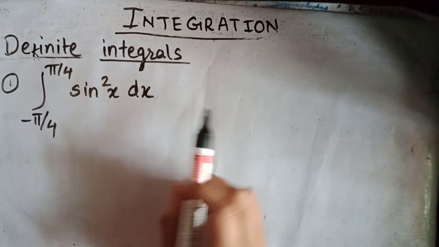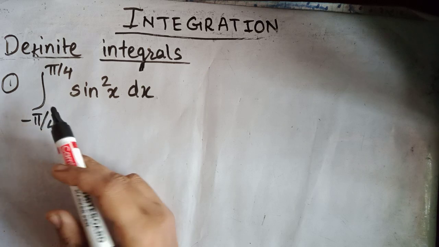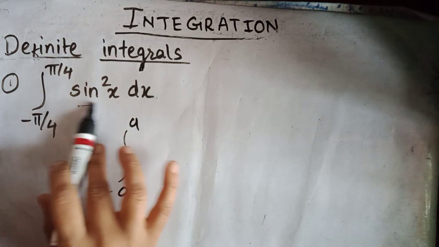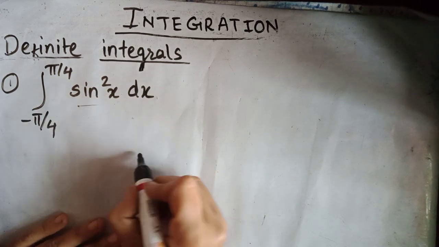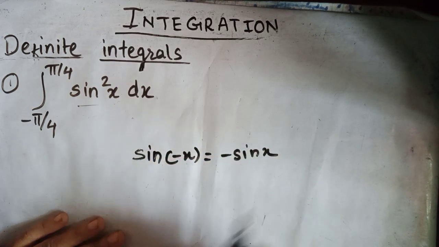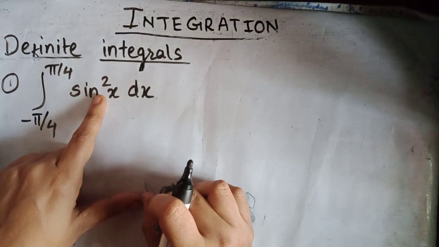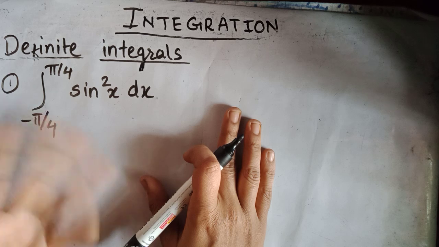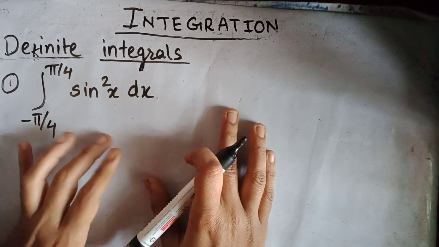Let's solve this problem. Here the limit is from minus pi by 4 to plus pi by 4, that is, from minus a to plus a. So you have to check for even or odd function. We have seen that if you take sine of minus x, you get minus sine x. But here the square is there, so you can't directly integrate it. You have to first convert it.